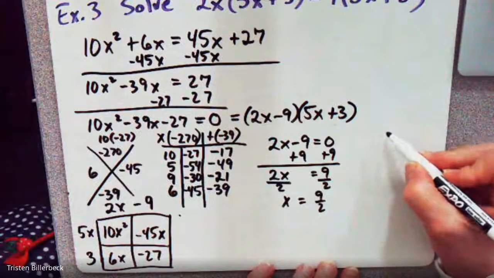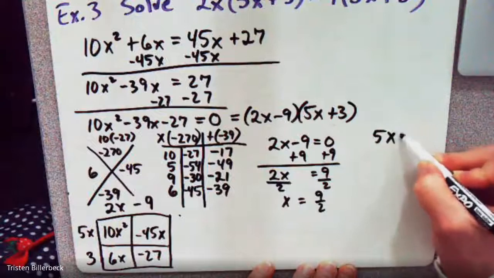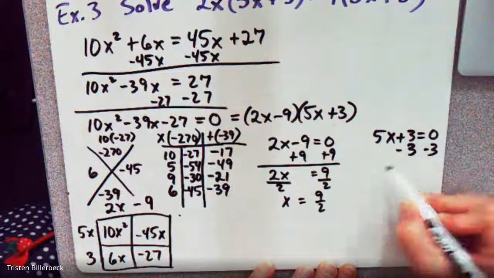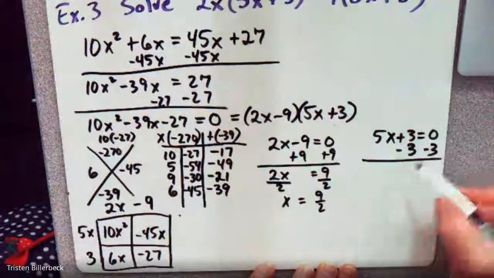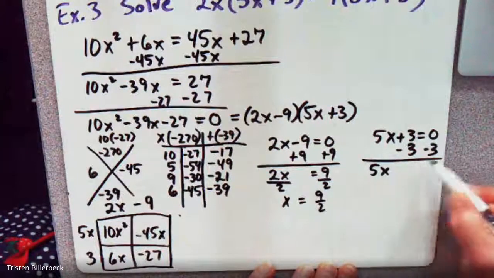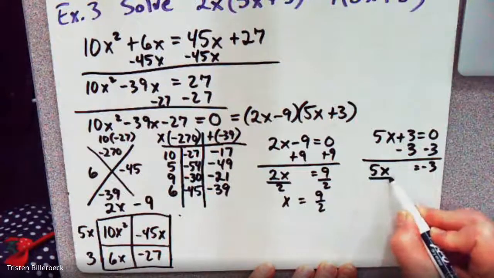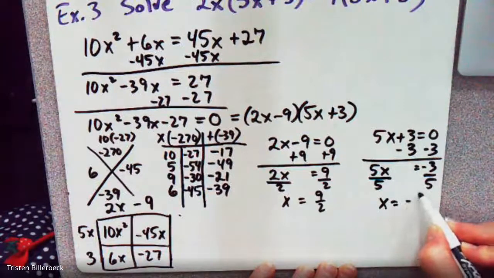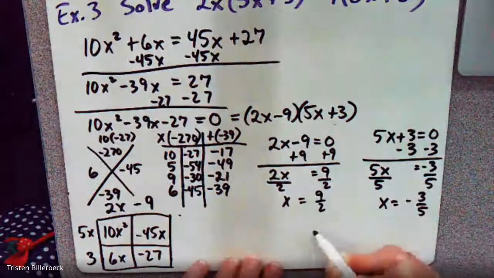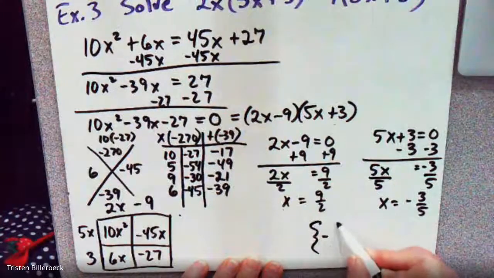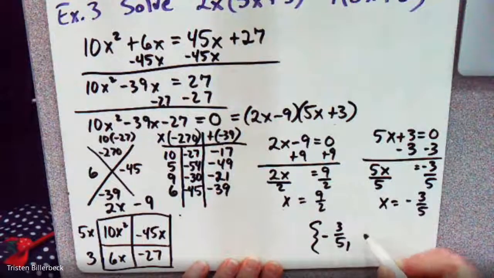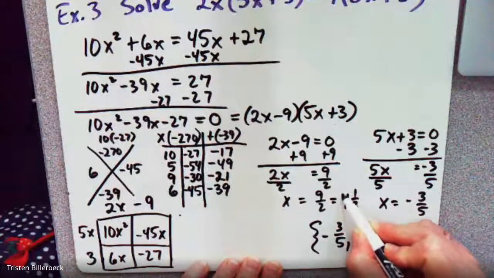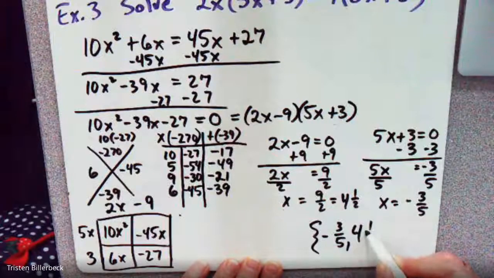Now let's find the other solution. 5x plus 3 equals 0. Subtract 3 using an additive inverse. That becomes 5x equals negative 3. Now we'll use a multiplicative inverse. And we get x equals negative 3/5. So our solution set is negative 3/5, and 9 halves is 4 and 1/2. So we'll write 4 and 1/2.